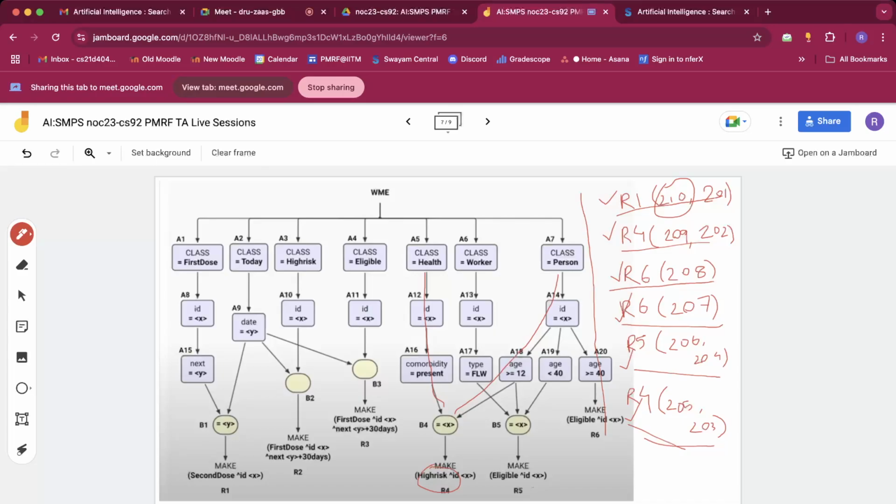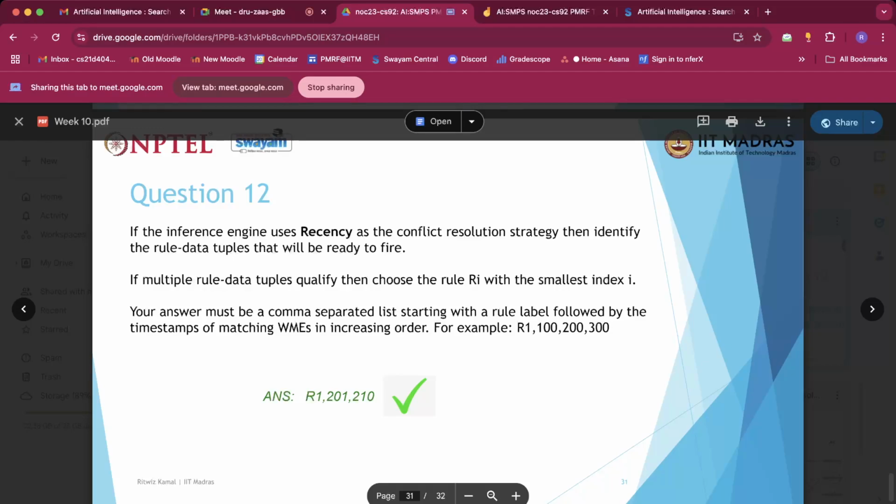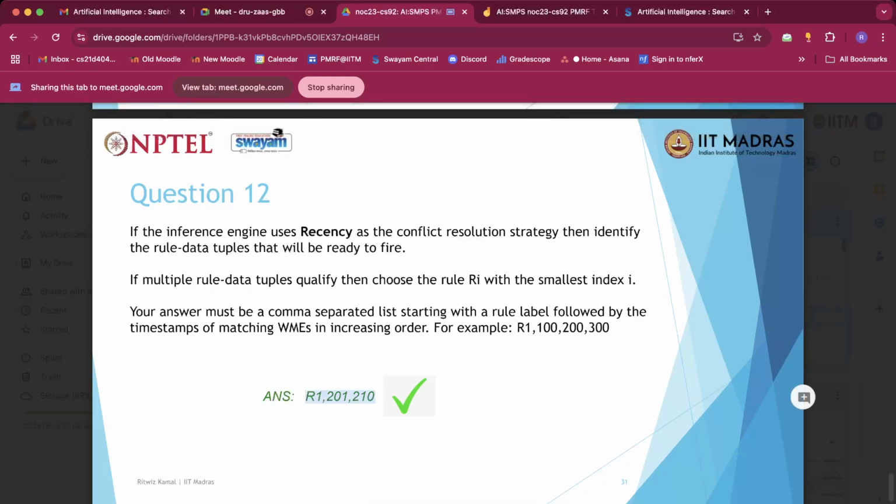Another example of conflict resolution strategy would be specificity. In case of specificity, you would select a rule data tuple that would require as many conditions to be satisfied as possible. That is more specific. That requires you to check more criteria before you can apply that rule. But you can find more examples of that in the lecture slides. Here we have to deal with recency alone. And as the answer says, rule 1 is the one that will be selected to be fired.